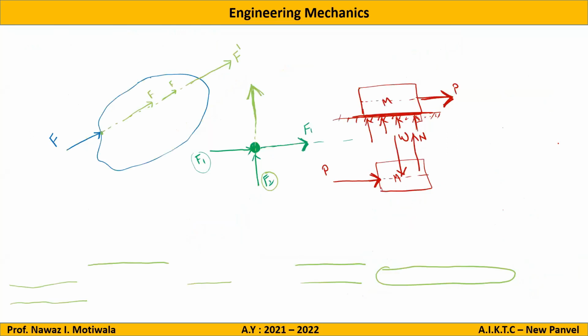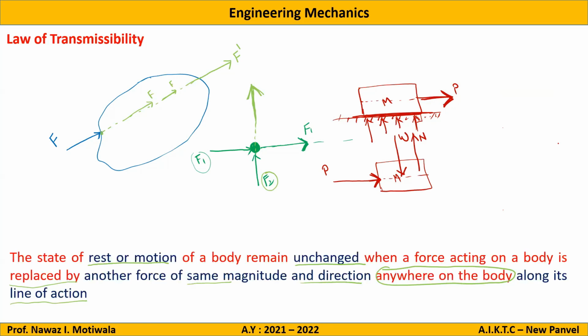Then we moved towards the new principle, or you can say the law of transmissibility, which says that the state of rest or motion of a body remains unchanged when a force acting on a body is replaced by another force of the same magnitude and direction anywhere on the body along its line of action. To understand this, we have taken a simple example. Let us say this is any body and this is any force F acting on the body.